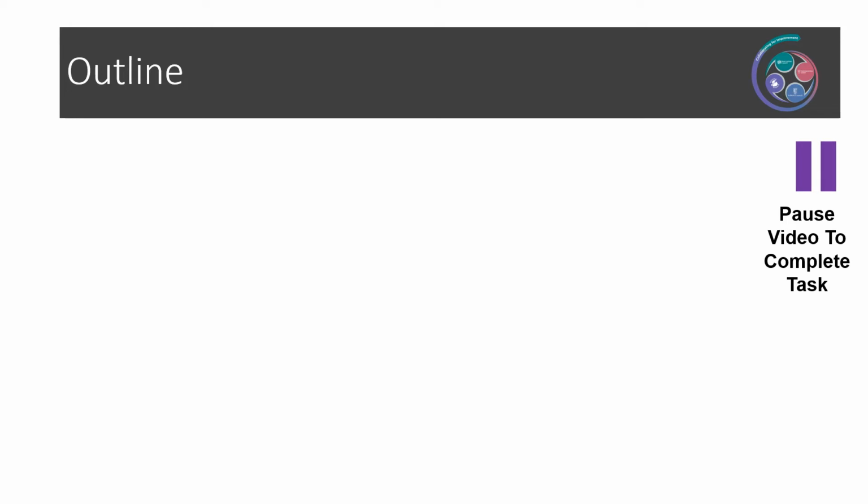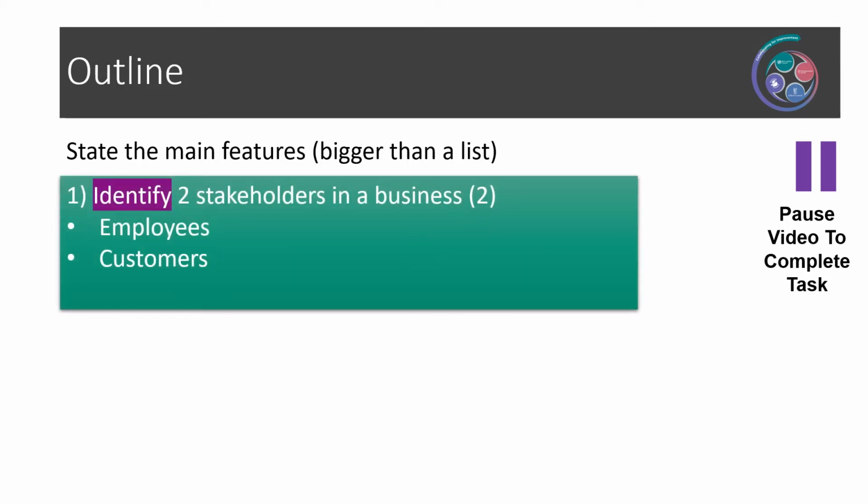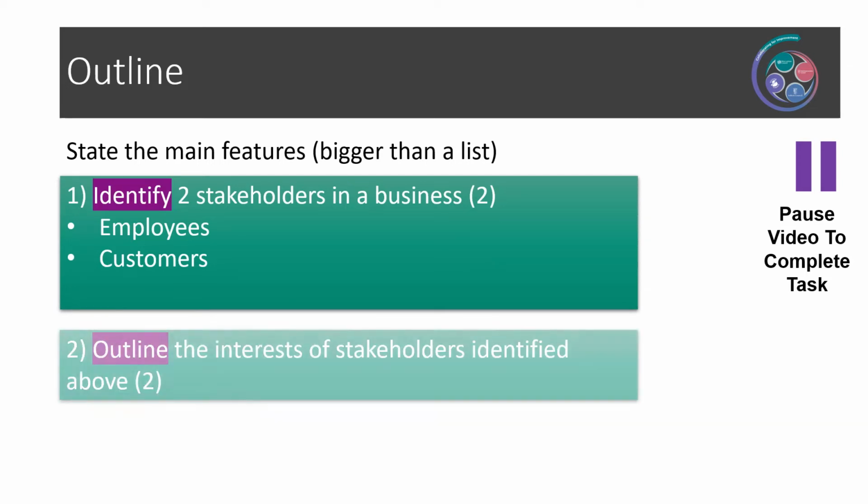So the next command word is outline. And outline takes identify just that little bit further. In other words, you've got to state the main features, and this time we're expecting bigger than a list. So say, for example, you had a question that was identify 2 stakeholders in a business for 2 marks. You've bullet pointed your answers, employees and customers. But this question asks you to outline the interests of stakeholders identified above.